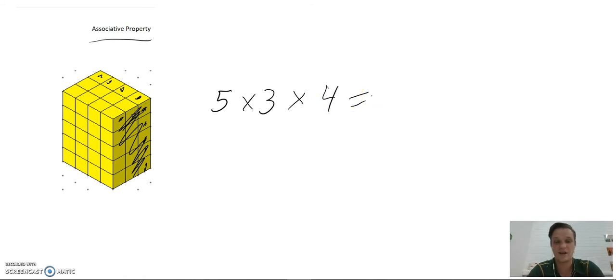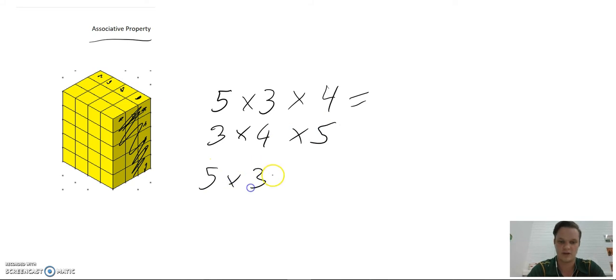So we can do it any way we want. We could do it by doing 3 times 4 times 5, or 5 times 3, 4 times 3. Or we could start with 4. Doesn't matter at all because we'll still get the same answer.